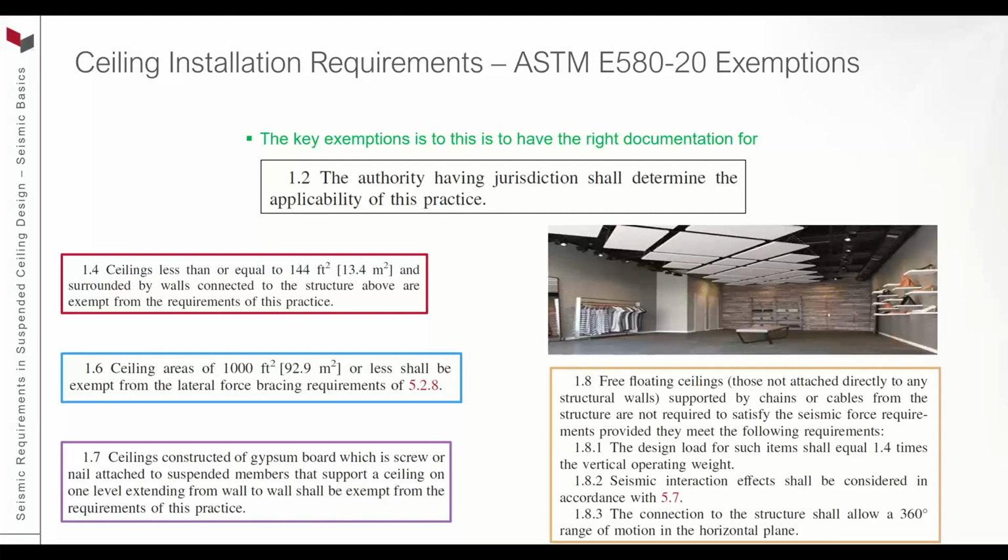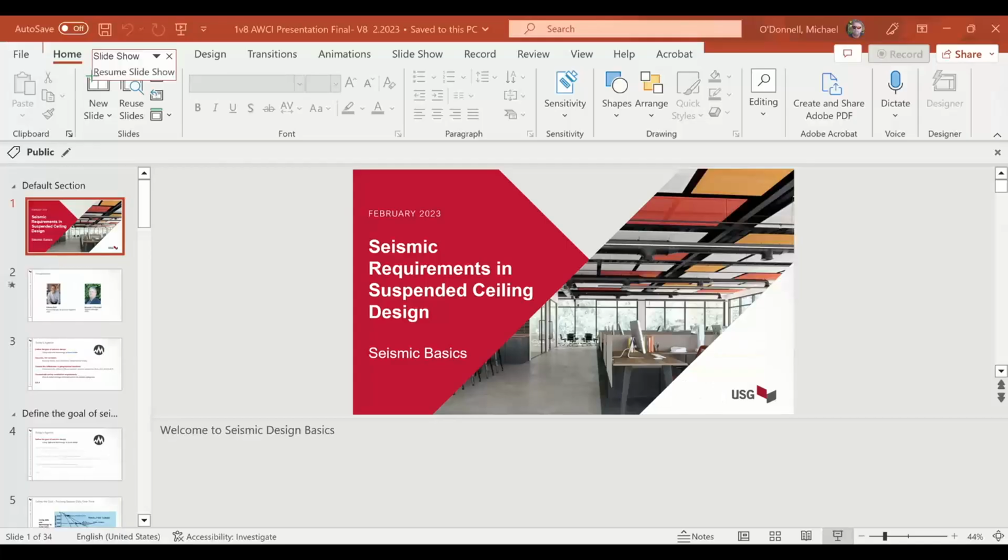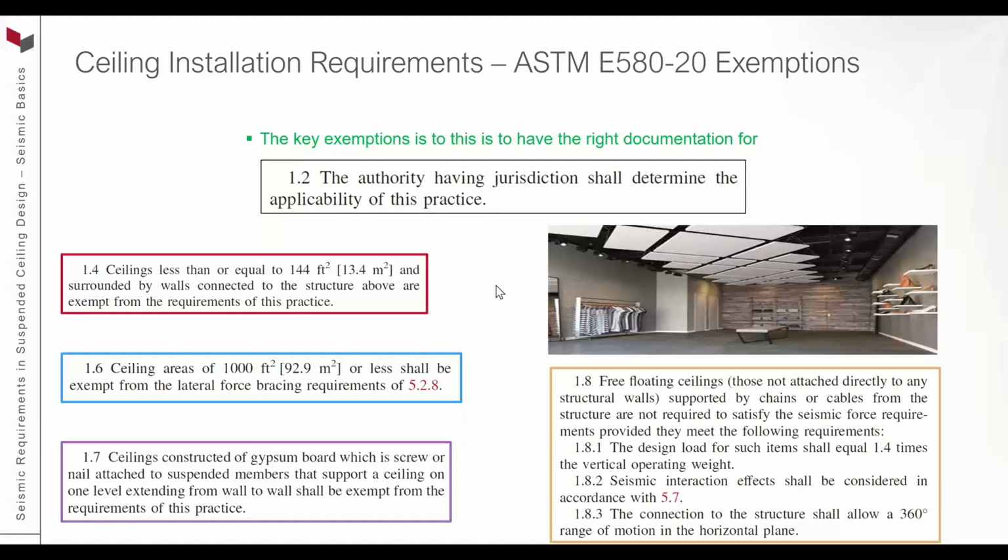Where we have these smaller rooms, the code allows for no seismic application. You'll install it as per a standard category A, B. I apologize. The second exemption is ceiling areas of 1,000 square feet.